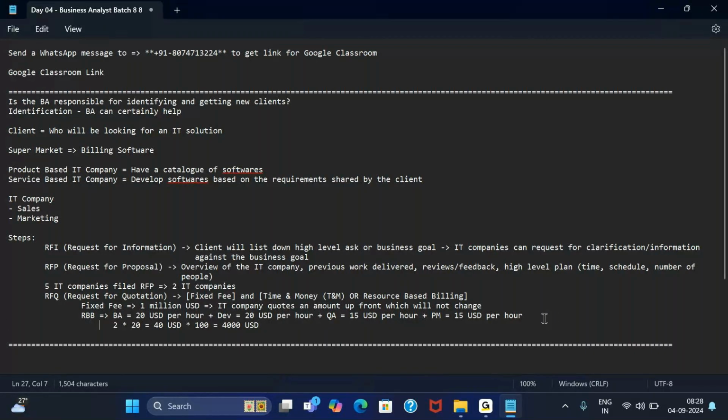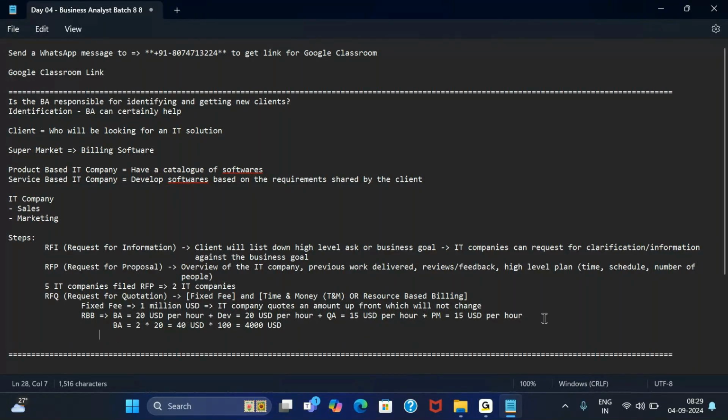So like that they can say for BA we can take somewhere around 4,000 US dollars. Similarly, for developers, let's say I'm going to have 5 developers at 20, so it will become 100 USD. And again, if they are going to work for, let's say, 150 hours, like that there will be an approximate calculation. The main calculation is this one.